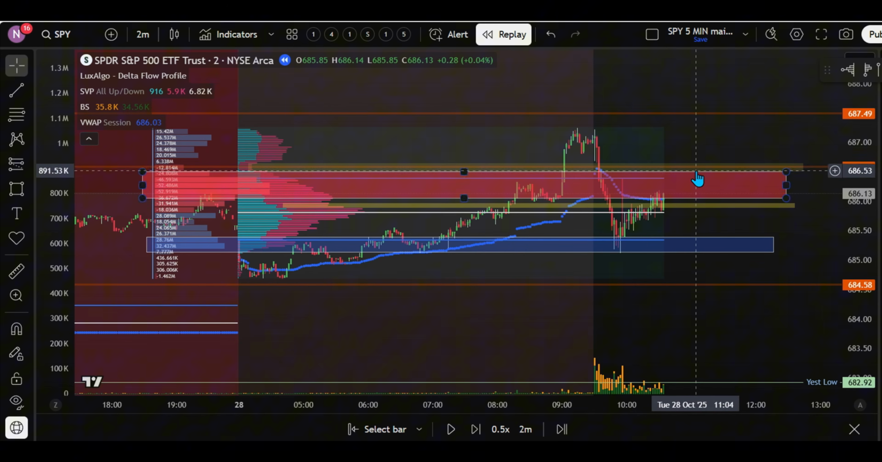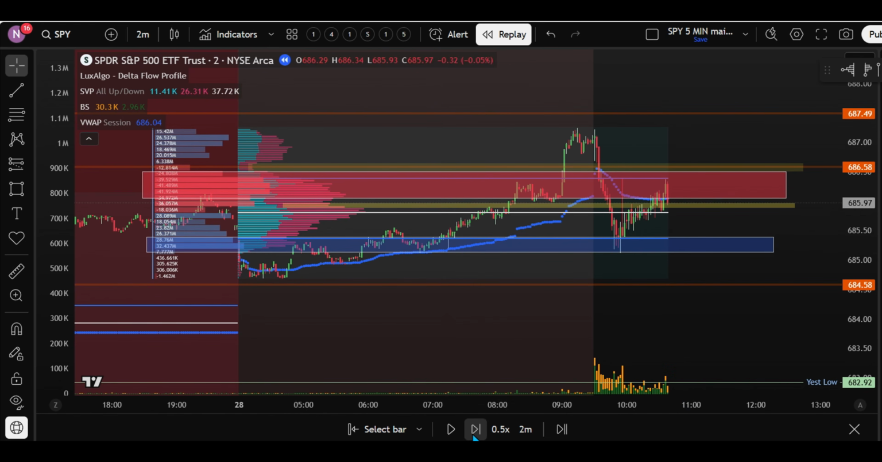Definitely if it hits that low volume node and starts to come down, that would be really good evidence that there is lots of selling pressure there, probably a good place to take a trade. But I just want to show you guys how these delta flow profiles evolve throughout the session.